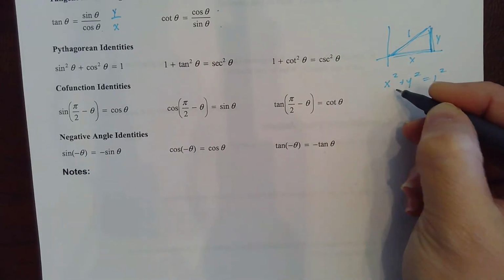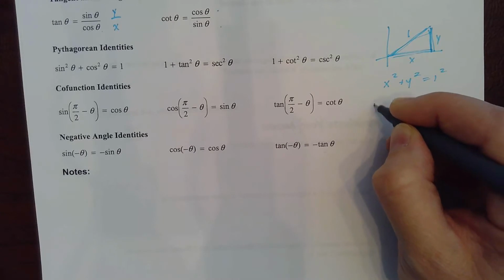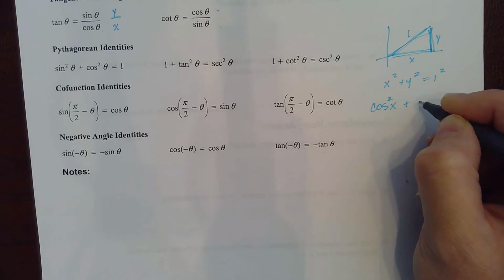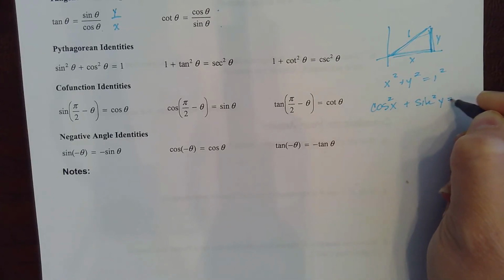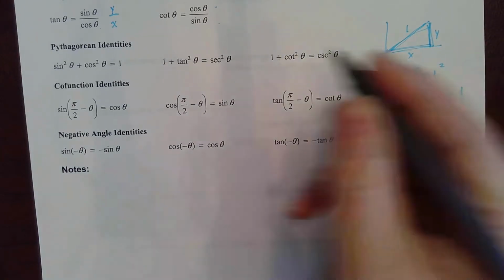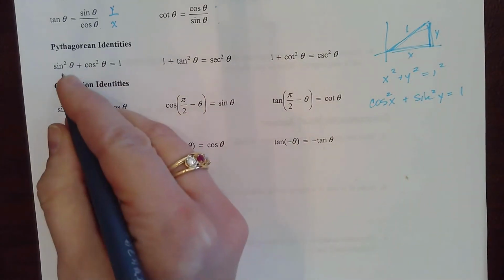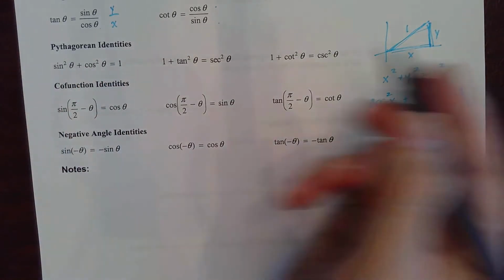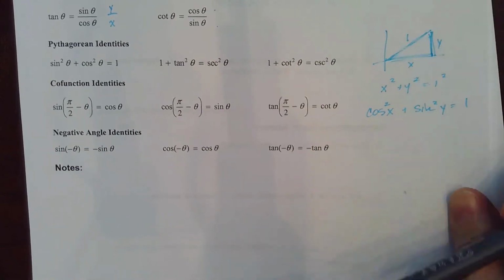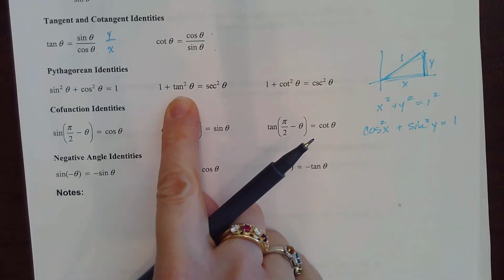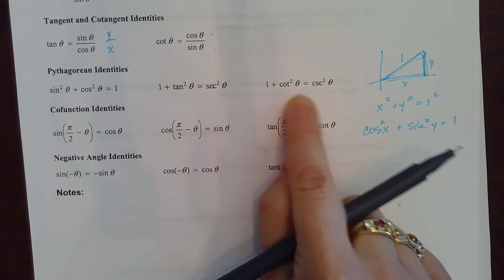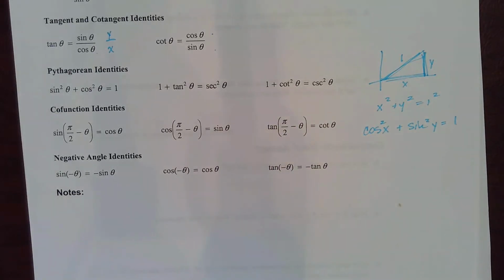Okay, but remember, for x we can substitute in cosine, and for y we can substitute in sine. And so that's where that Pythagorean identity comes from. So for whatever reason they put sine first, but sine squared theta plus cosine squared theta equals 1. Notice that the squared is on the sine and not on the angle. All right, 1 plus tangent squared theta equals secant squared theta, again for the same reason. And then 1 plus cotangent squared theta equals cosecant squared theta.